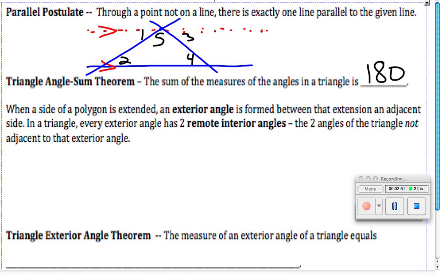Conveniently, I already have an extended side of this triangle. So I'm going to label this angle, angle 6. So in this second blurb of our notes where we're talking about an exterior angle of a triangle, notice that angle 6 fits that description. It is formed by the extension of a side of a triangle and a side of the triangle. Okay, so in this diagram, angle 6 is an exterior angle.